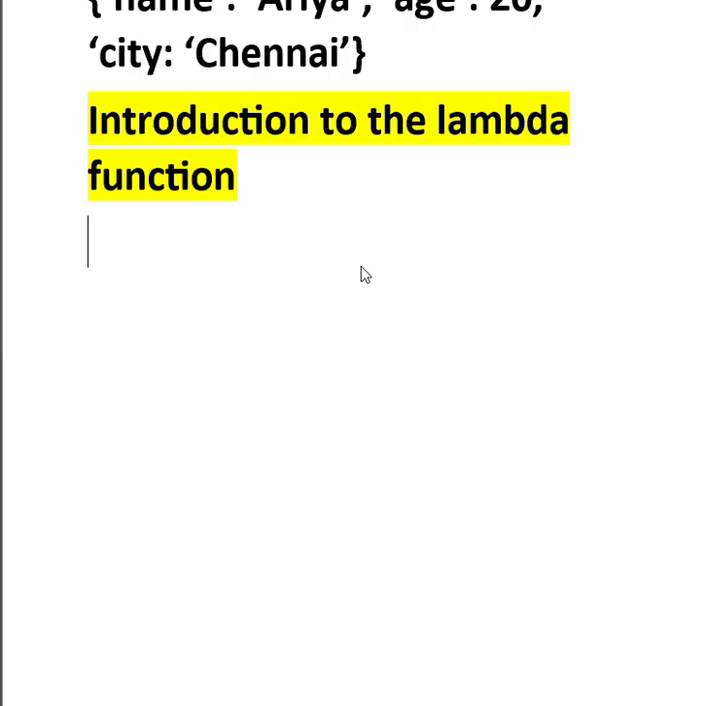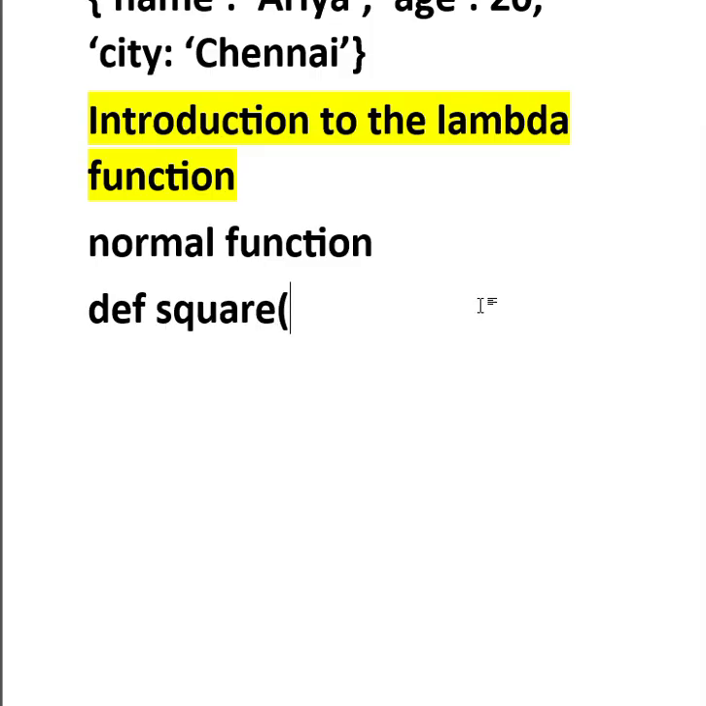Lambda is a small anonymous function. What is meant by anonymous? Anonymous means a function does not require any normal function name. For example, in a normal function, we need to square the number. For example, I'm taking def square of x, return x into x.